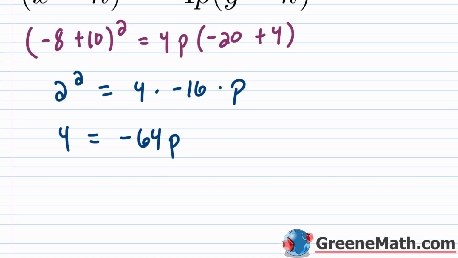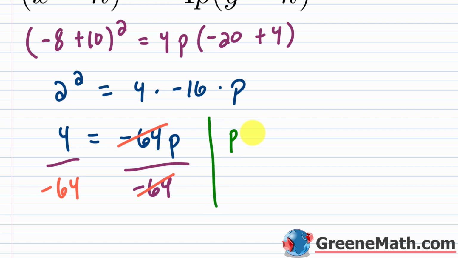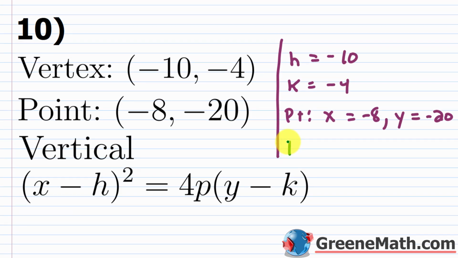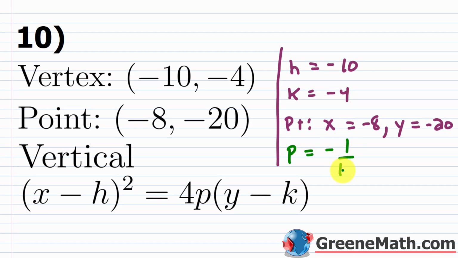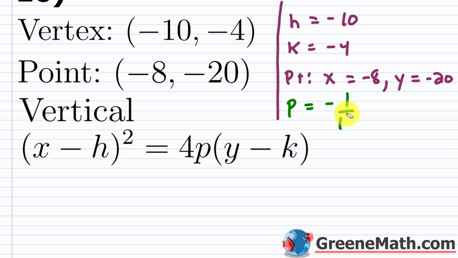So to get p by itself, let's divide both sides of the equation by negative 64. This would cancel, and so what we're going to get is that p is equal to, this would be negative, well, 4 divided by 4 is 1, and then 64 divided by 4 is 16. So this is p equals negative 1 over 16. So let me put p equals negative 1 over 16.